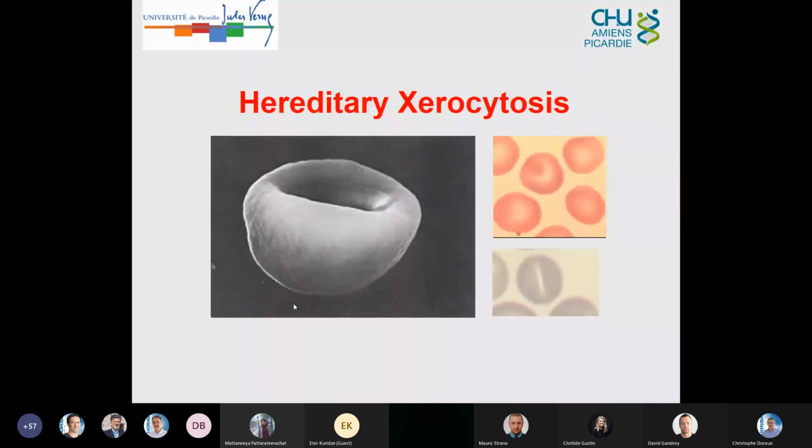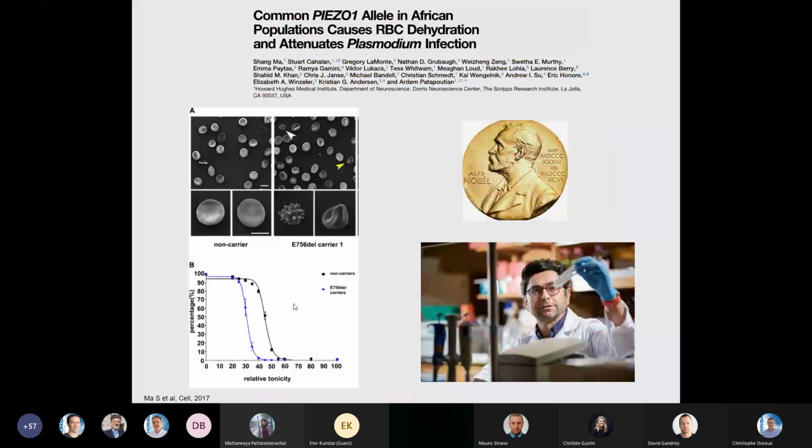I prefer focusing on the most frequent form of stomatocytosis, which is hereditary xerocytosis, or dehydrated stomatocytosis. It's very trendy now because most cases are related to PIEZO1 mutation, and I'm going to talk about PIEZO1 later. But you know that Ardem Patapoutian received last year the Nobel Prize for his discovery in terms of mechanotransduction, and particularly the identification of PIEZO1 and PIEZO2. PIEZO1 is a very widely expressed protein. It is also expressed in red blood cells, and gain-of-function mutation of PIEZO1 is associated with hereditary xerocytosis.